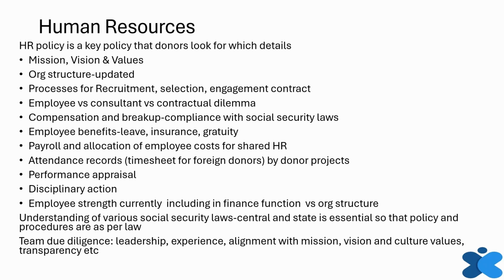Payroll and allocation of employee costs. That's basically the salary register, how payroll has been allocated. Very important for donors, because when they look at salary costs, they will look at direct costs. They might not look at shared costs completely, but they would definitely look at direct costs. Have direct costs been paid out? Have they been paid out properly or not? Similar to the payroll is the attendance or timesheet, and as far as foreign donors are concerned, performance and disciplinary action. So the understanding of the various social security laws is very important for HR costing.